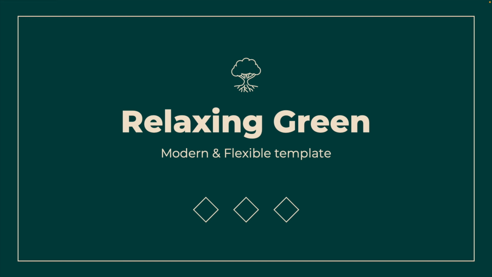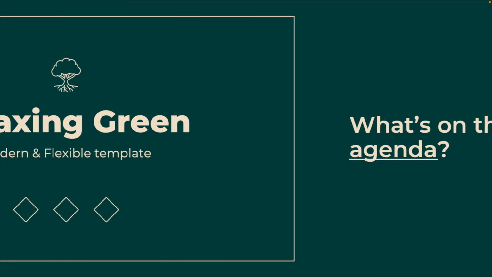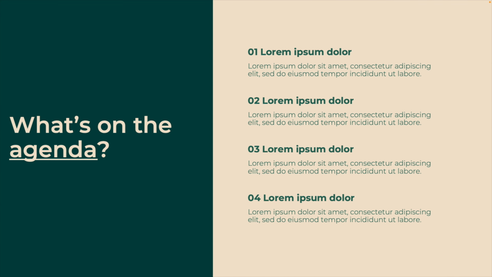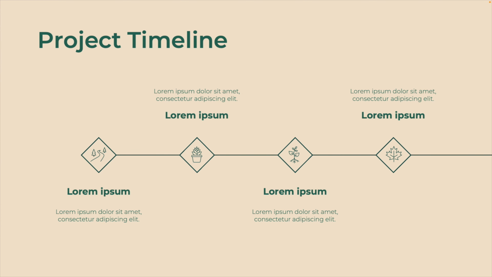In today's tutorial, we're learning how to make this mini template in PowerPoint with a green relaxing style. We have an opening slide followed by an agenda page with different bullet points that you can add, as well as a project timeline. Whereas if you have more than 4 or 5 elements, you can easily connect it to a next part and a next slide and continue the timeline.